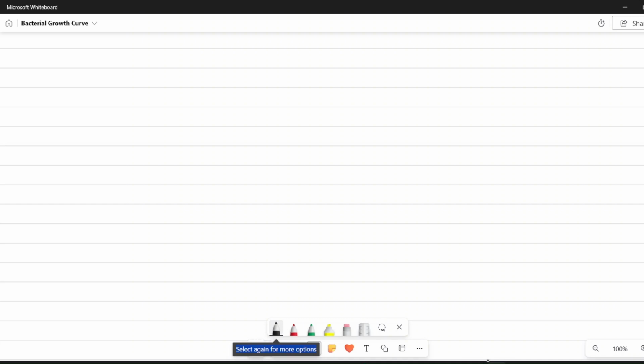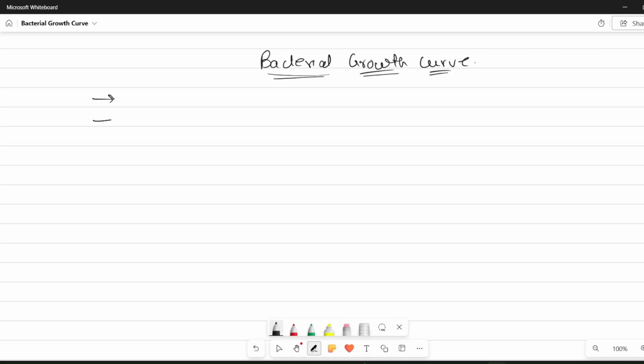So friends, in our today's session, we are going to talk about the bacterial growth curve. So what is a bacterial growth curve? We have to understand two things associated with it. For example, first, a closed system, and second is the graphical presentation.